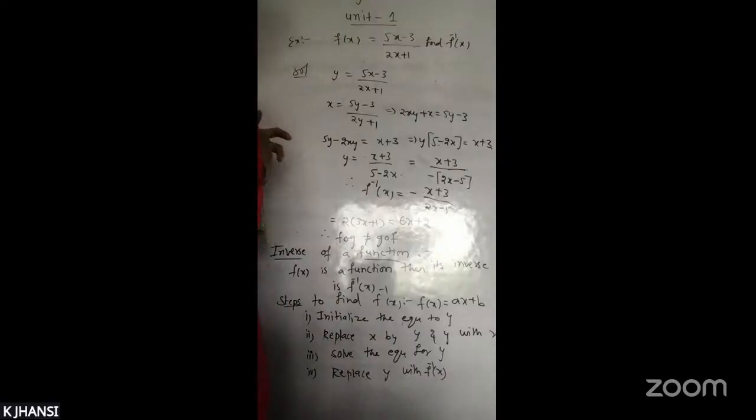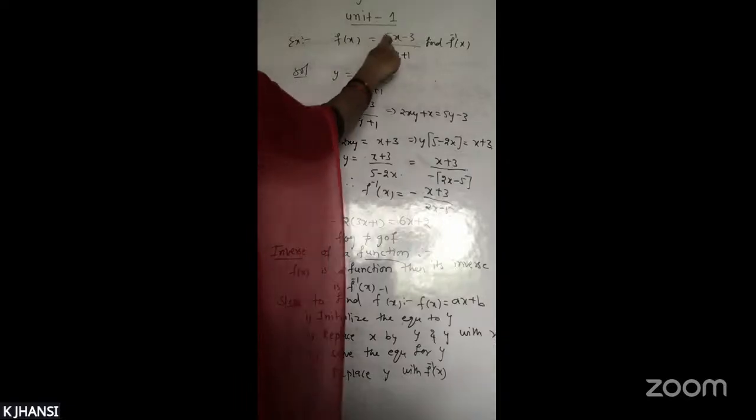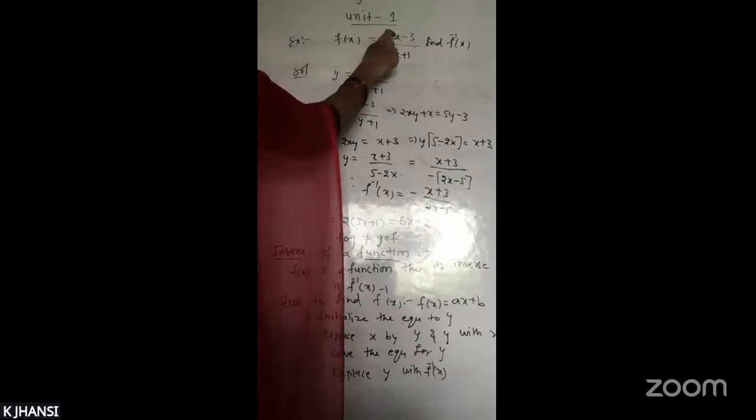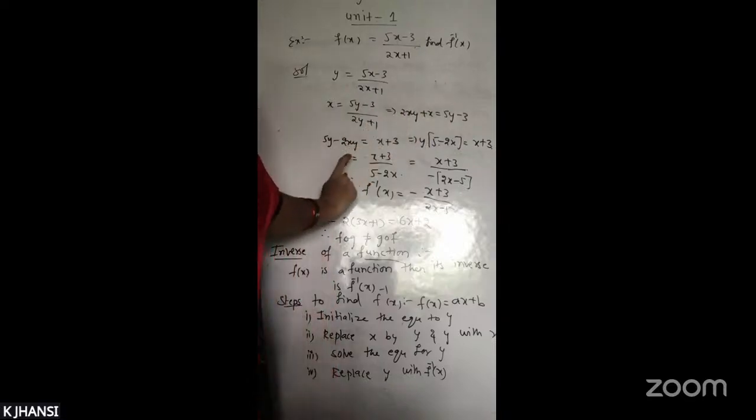Okay. First thing is replace f of x value as y. Then you will get this one. After that, initializing f of x as y, then replace x value as y value as x. Then solve for y. Whatever the y value you are getting, that is called f inverse of x. Okay.